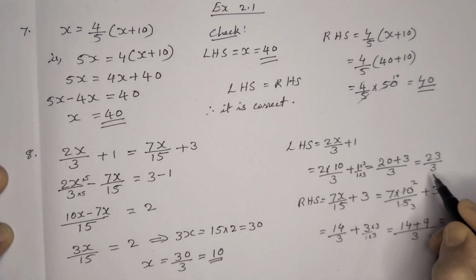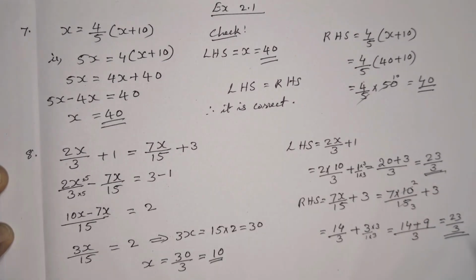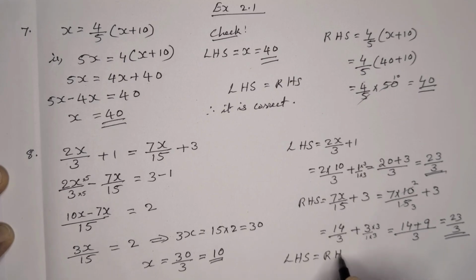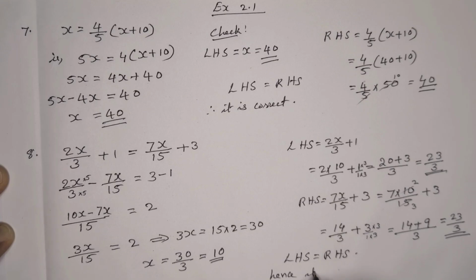Now we can see left hand side answer 23 by 3, right side also 23 by 3. So we can write LHS is equal to RHS. Hence it is correct.